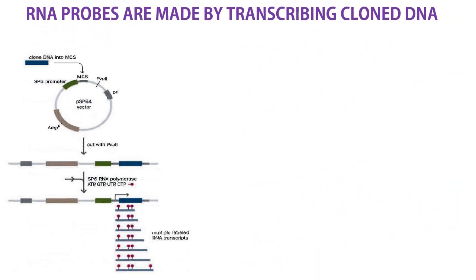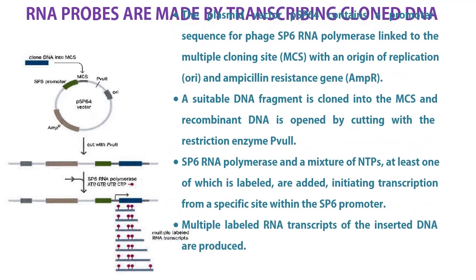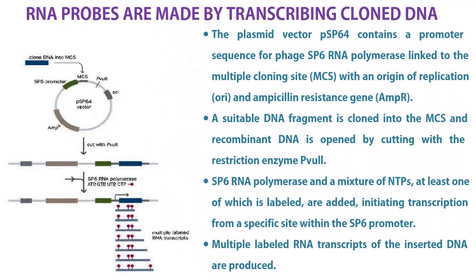RNA probes are made by transcribing cloned DNA. The plasmid vector pSP64 contains a promoter sequence for phage SP6 RNA polymerase linked to the multiple cloning site, MCS, with an origin of replication, ORI, and ampicillin resistance gene, AmpR.